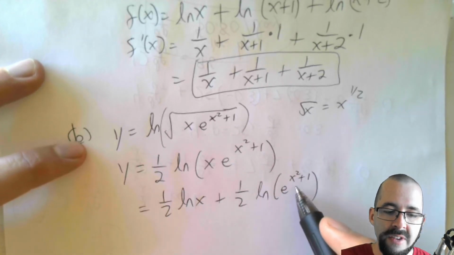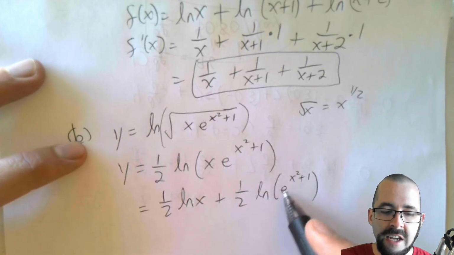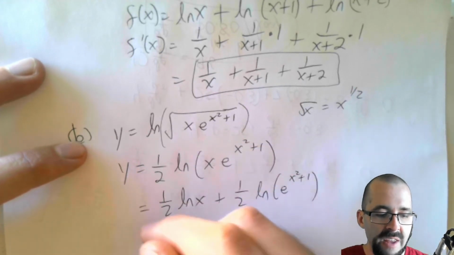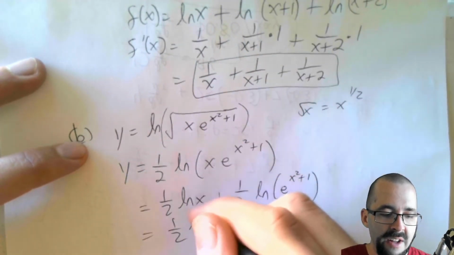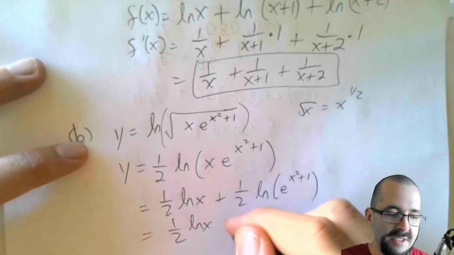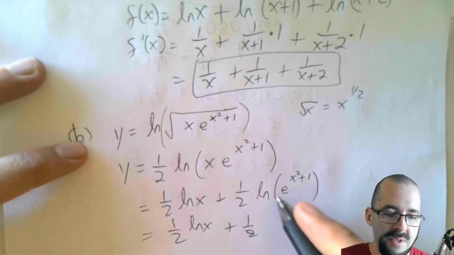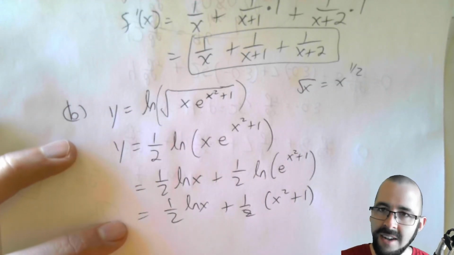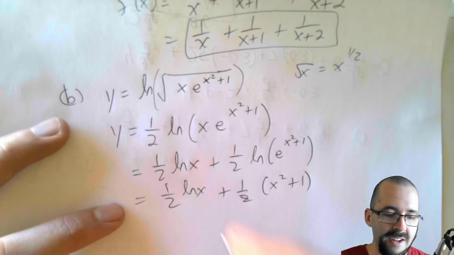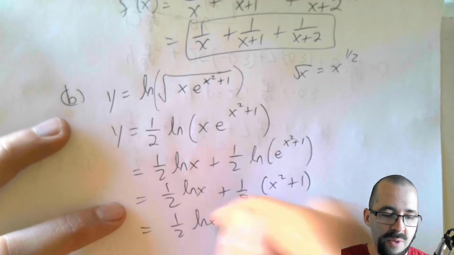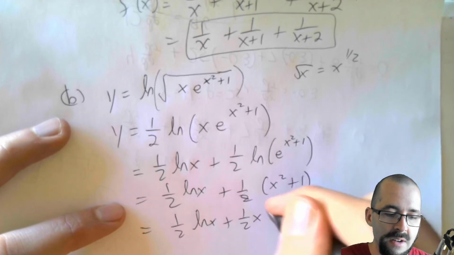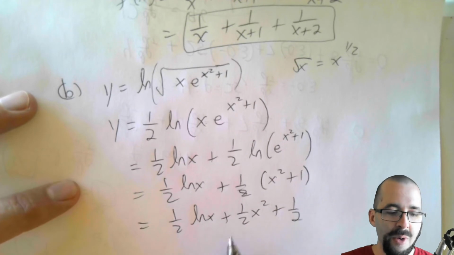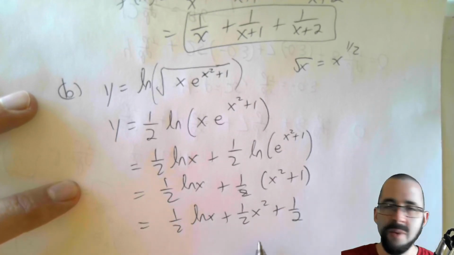We have the natural log of e to something. These are inverse functions of each other. The natural log of an exponential, they cancel each other out. We're just left with the exponent. So this first thing is 1/2 ln x. The second thing is 1/2 times, these cancel each other out, just x squared plus 1. Whoa, that is nice. So we can simplify a little bit more before taking the derivative. 1/2 ln x. This becomes 1/2 x squared plus 1/2. And look how much easier this is going to be to take the derivative of than what we started with.